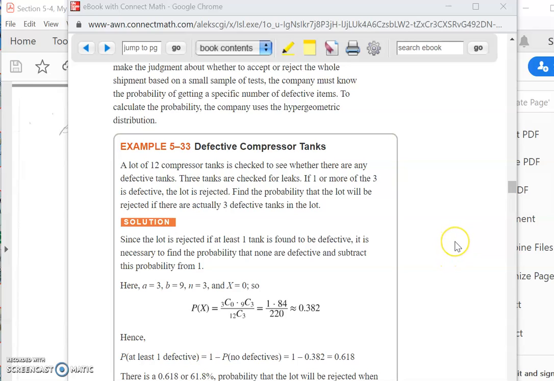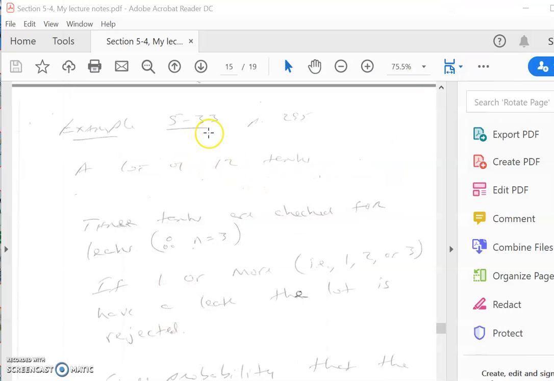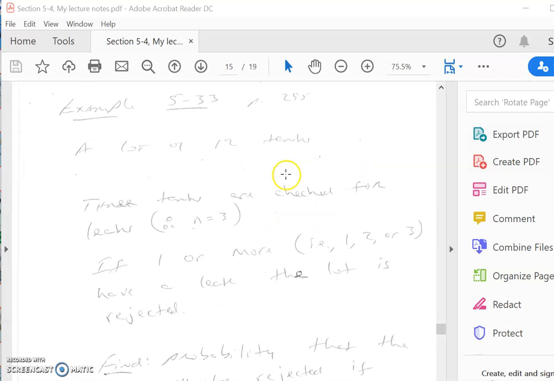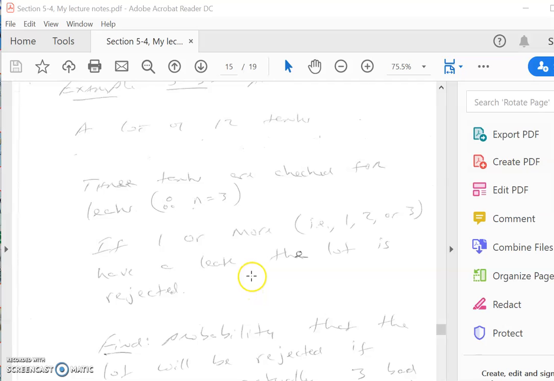In my previous video, I discussed the problem here, what's going on. So now let me show you my lecture notes, where I work through this problem in quite a bit of detail. Okay, so here we are. Example 5-33. We've got the lot of 12 tanks. 3 of those tanks are checked for leaks. Therefore, using our formula, n is equal to 3. If even one or more have a leak, the lot is rejected.